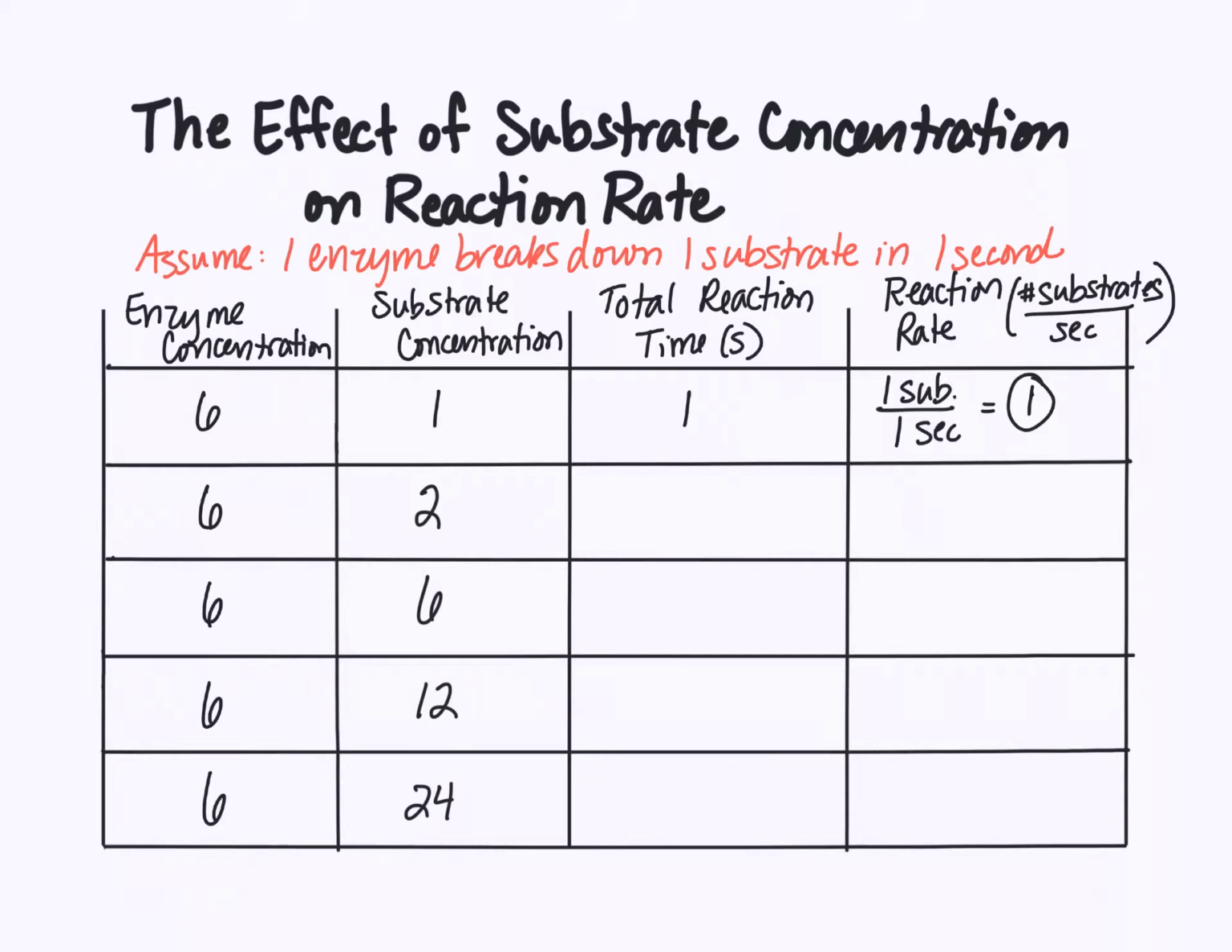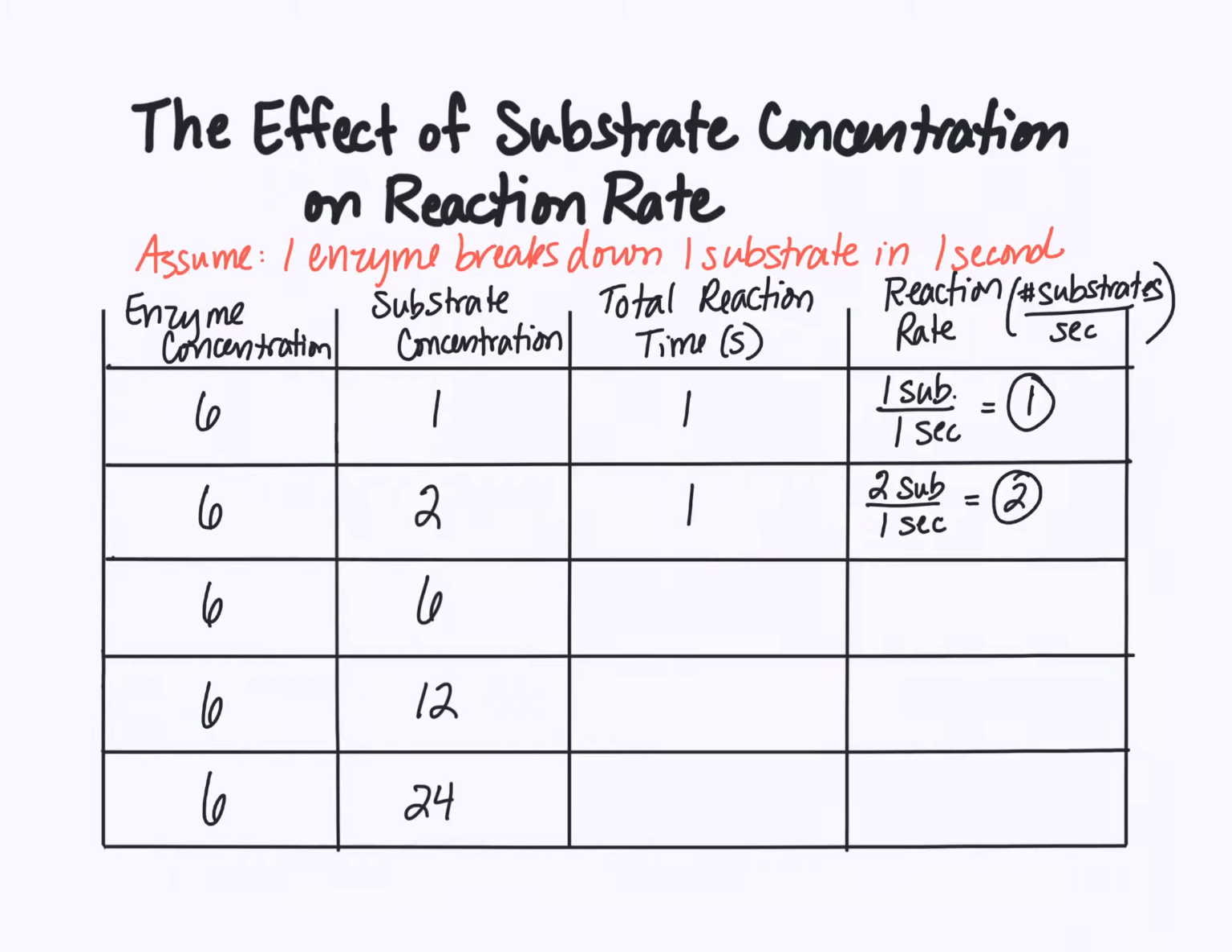Now let's say we have 6 enzymes, but we only have 2 substrate molecules. Once again, essentially 2 of those enzyme molecules are going to be breaking down the substrates in 1 second, and then the additional 4 enzyme molecules are just hanging out because they don't have anything to work on because the 2 substrates will already be broken down. So we will end up with a total reaction time, once again, of 1 second. But this time we have 2 substrates that were broken down in that 1 second. So we're going to end up with a reaction rate of 2 substrates per second.